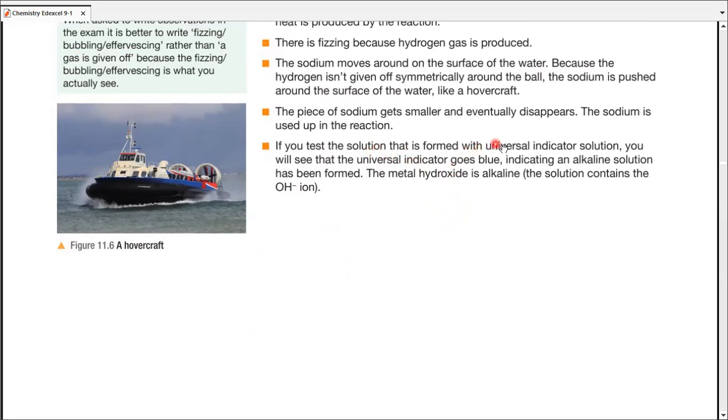Now, if you test the solution with a universal indicator solution or paper, which we're going to discuss further in inorganic chemistry, the universal indicator goes blue and it tells us that we have an alkaline solution, as we have been continuously saying. So alkaline solutions are represented with the blue color, which confirms whatever we have been saying is correct.